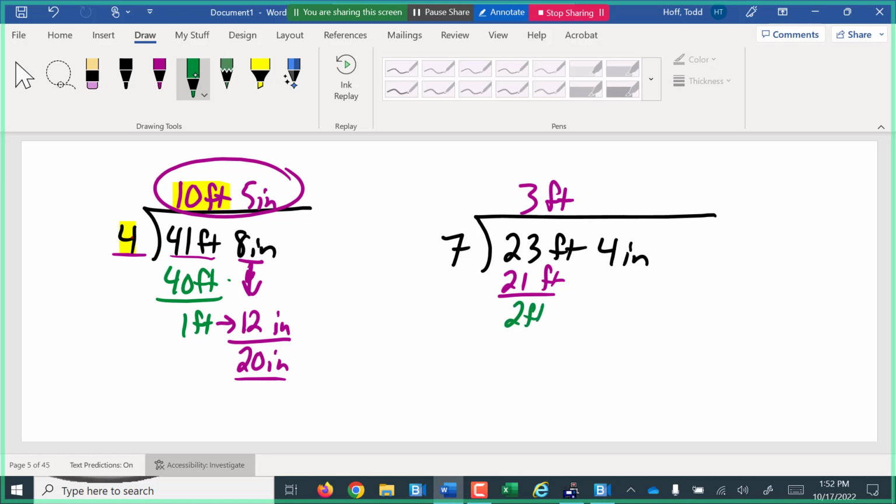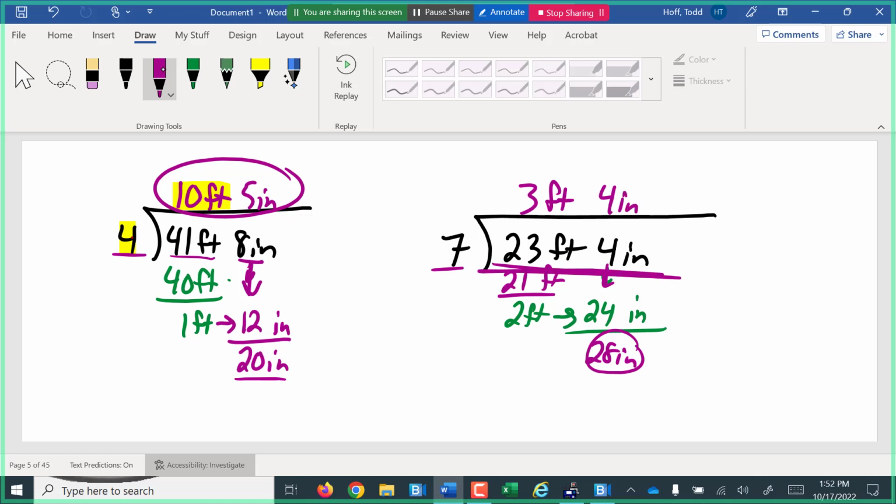2 feet. Now again, before I can bring down my 4 inches, I have to turn the 2 feet into inches, which will be 24 inches. I bring down the 4 inches, 28 inches. Good. Now 28 divided by 7 is 4. So 23 feet 4 inches cut into 7 equal parts. Each part will be 3 feet 4 inches.